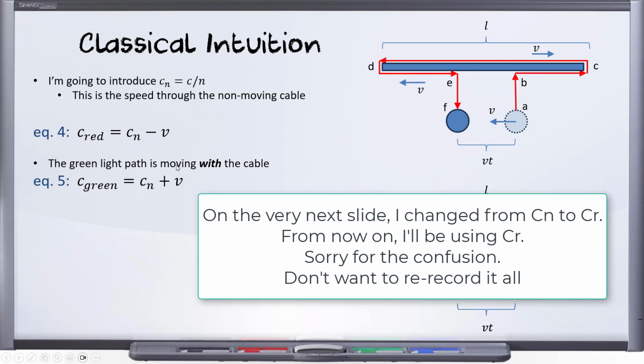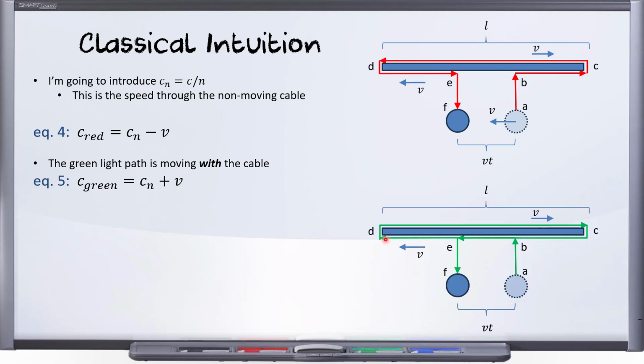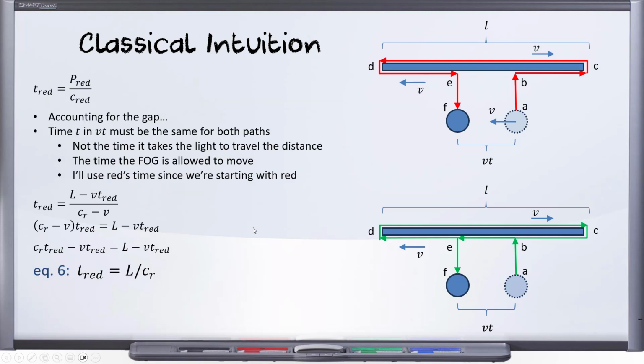And in the green direction, the light is moving with the cable. So now we're steaming our boat downstream. And so the green speed should be c sub n plus the velocity of the cable. For the red beam, there'll be a little extra time as we go around the loop, and a little shorter time for green because the gyro is moving.